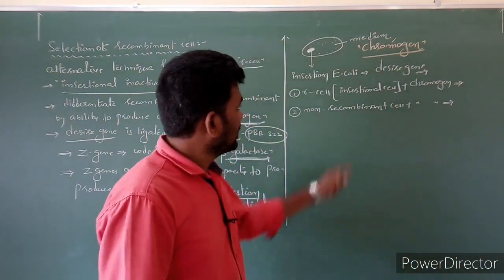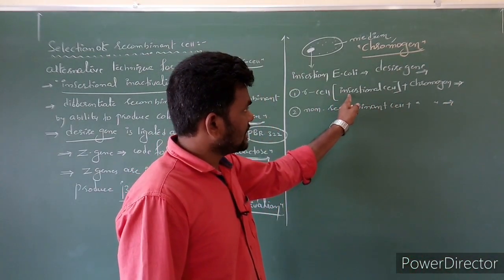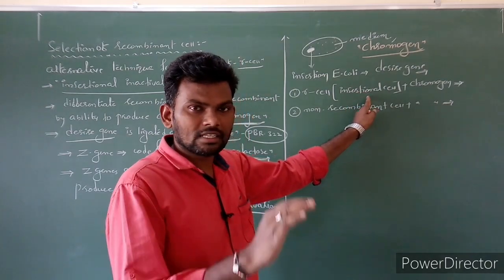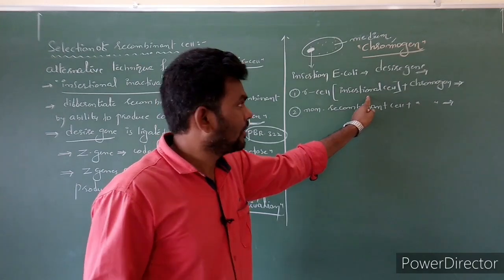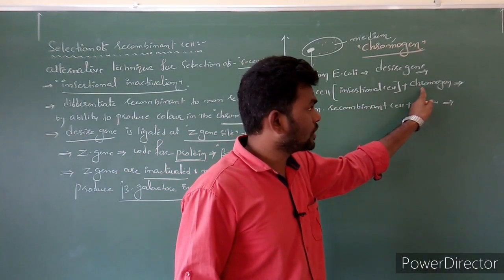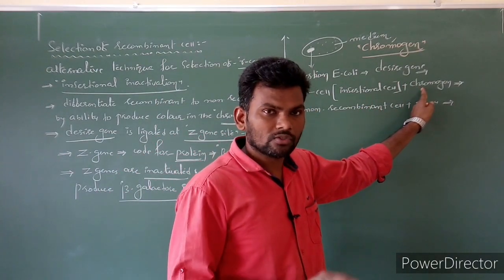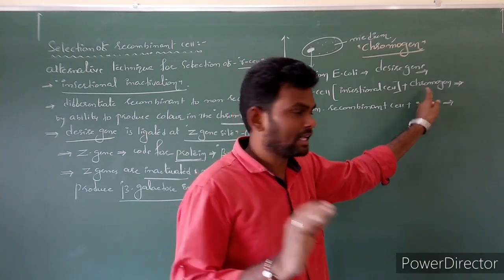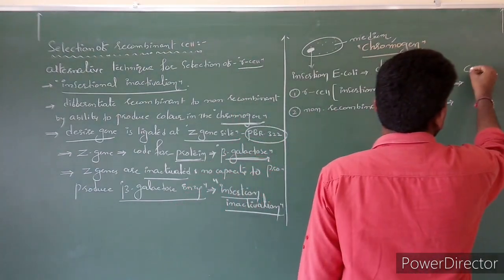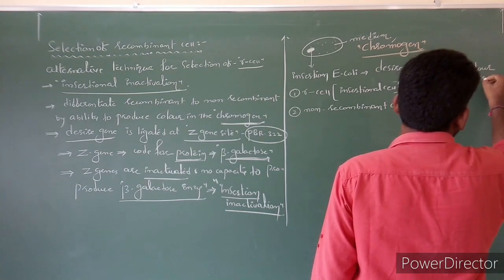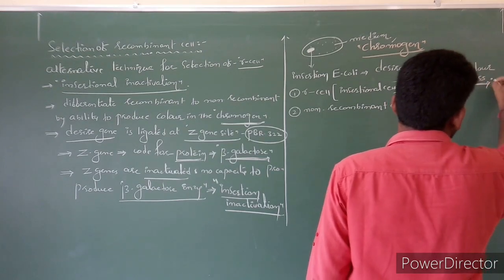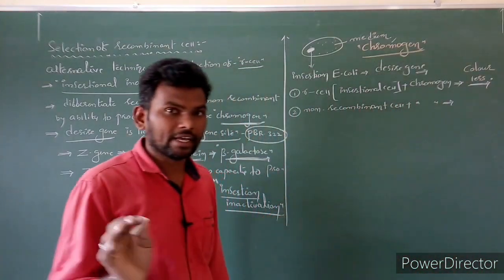Then what happened? Here this cell is an insertional cell. It has no capacity to produce beta galactosidase enzyme. Then it is not going to react with the chromogen chemical, so it is not going to produce any color. The bacteria are colorless. These bacteria do not produce any color.